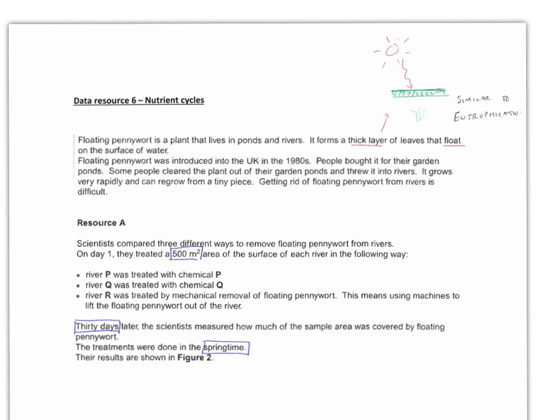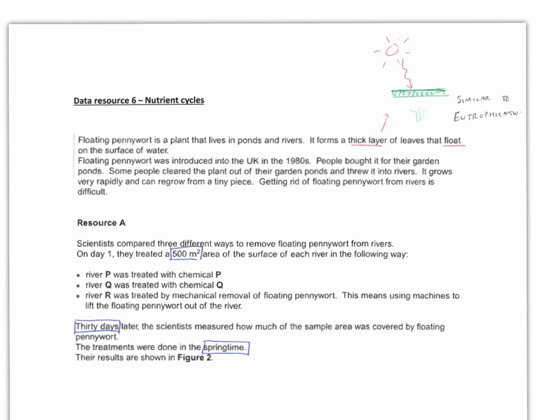The second question: why are there fewer fish in rivers containing the floating pennywort? The important information comes from up here. This weed forms a thick layer that floats on top of the water. So very similar to your eutrophication answer, which you'd have if nutrients were leached into water. The thick layer of the weed is going to block light entering the water, so there's going to be less photosynthesis by the pondweed, the plants living under the water. These will then die if they can't carry out enough photosynthesis.